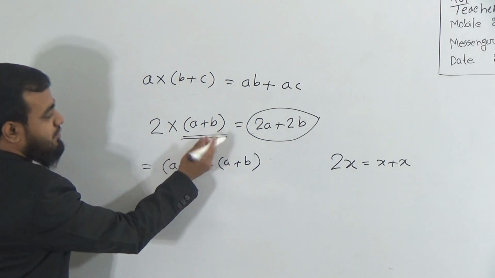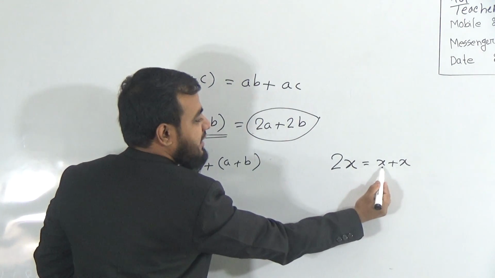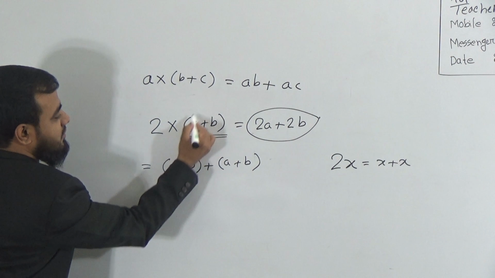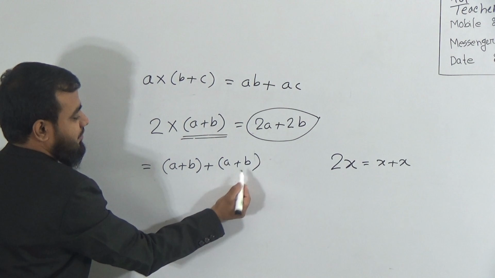We assume A plus B as x. Twice x can be written down as x plus x, equal to twice x. So we can write down twice A plus B. Suppose A plus B is x, so we can write down x plus x.